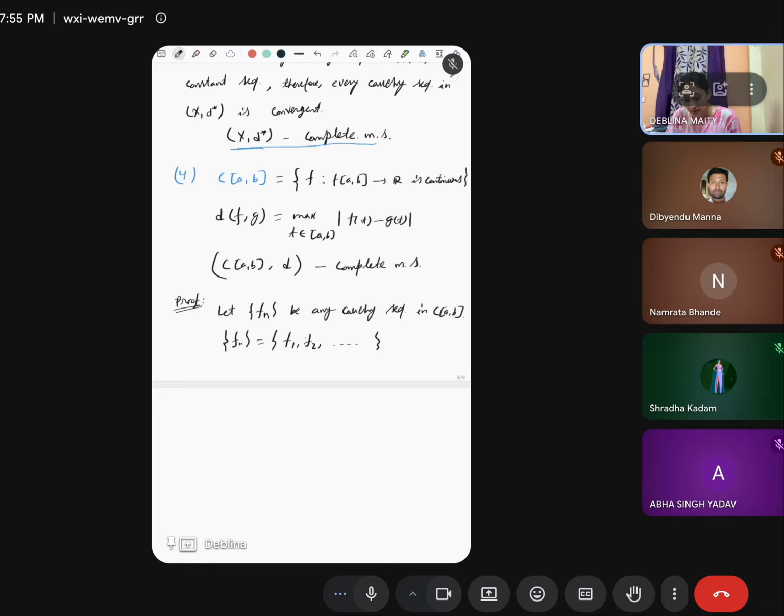So it is Cauchy. By the definition of a Cauchy sequence, given epsilon greater than 0, there exists some natural number N such that the distance between fn and fm, which is nothing but the maximum of |fn(t) minus fm(t)|, is less than epsilon for all n, m greater than or equal to N. This is from the definition of a Cauchy sequence.